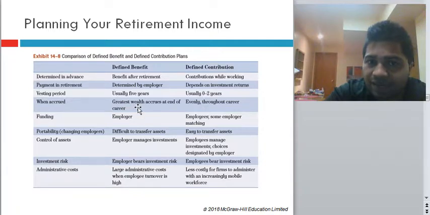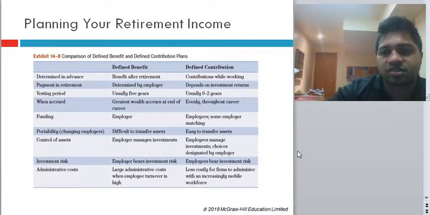When accrued, greatest wealth occurs at the end of the career in defined benefit; in defined contribution, it occurs evenly throughout the career. Funding is done by the employer in defined benefit; in defined contribution, funding is done generally by employees with some employer matching. Portability: it is difficult to transfer assets in defined benefit, and easy in defined contribution. Control of assets is with the employer in defined benefit, and with employees in defined contribution, and choices are given by the employer. Investment risk is with the employer in defined benefit, and with the employee in defined contribution. Administration cost is large in defined benefit and low in defined contribution.